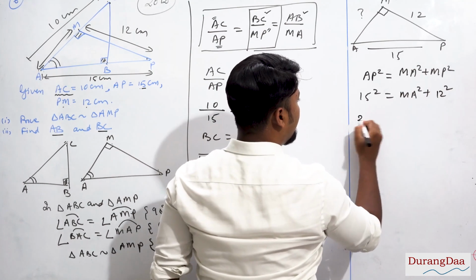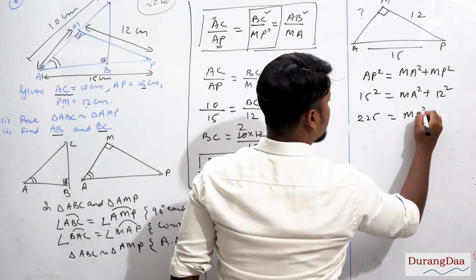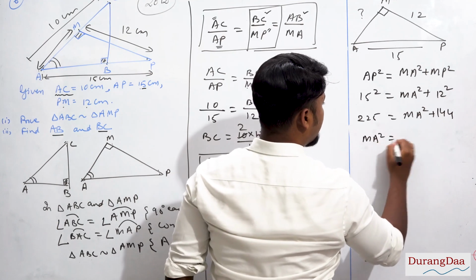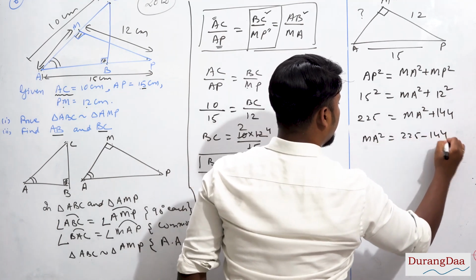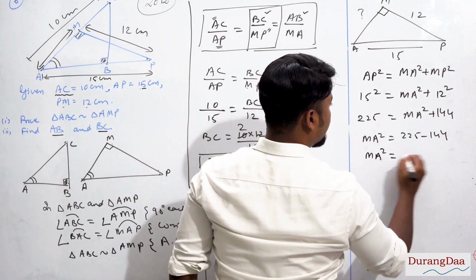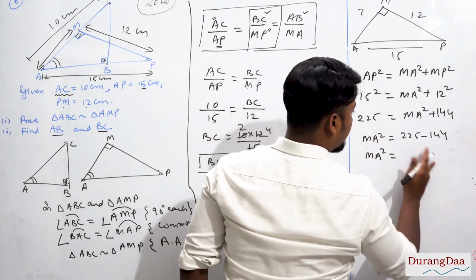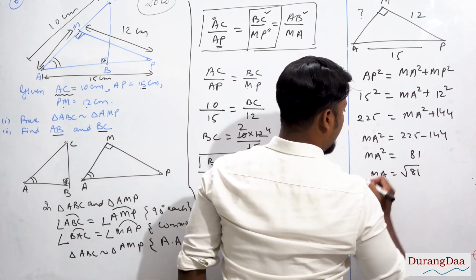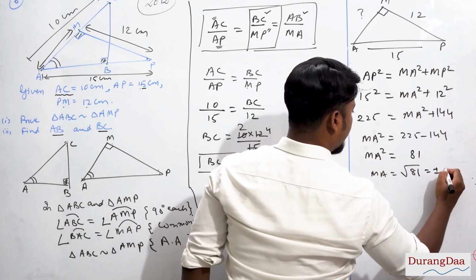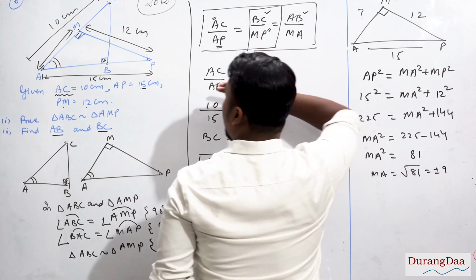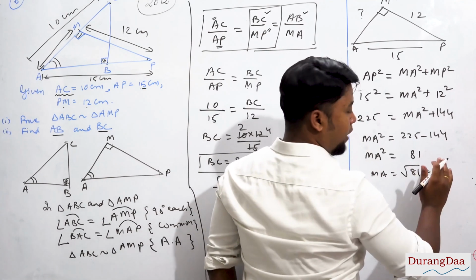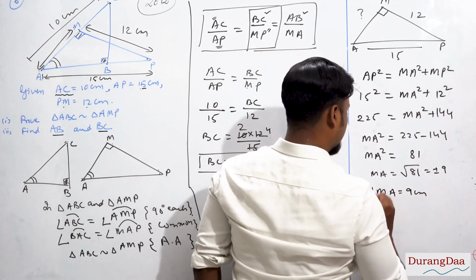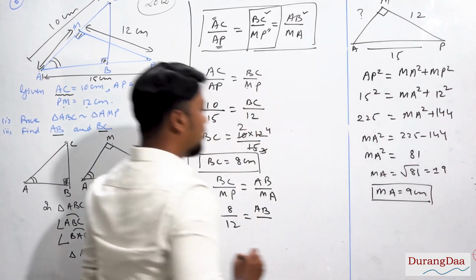Value of AP would be 15, value of MA is unknown, value of MP is given, 12, square of that. So square of 15 would be 225, MA square plus square of 12 is 144. That means MA square is equal to 225 minus 144. So MA square equals 81. So MA would be under root 81. We will get plus minus 9, but since we are calculating length, the negative sign we will not take. Length cannot be negative. So MA would be just 9 centimeters.